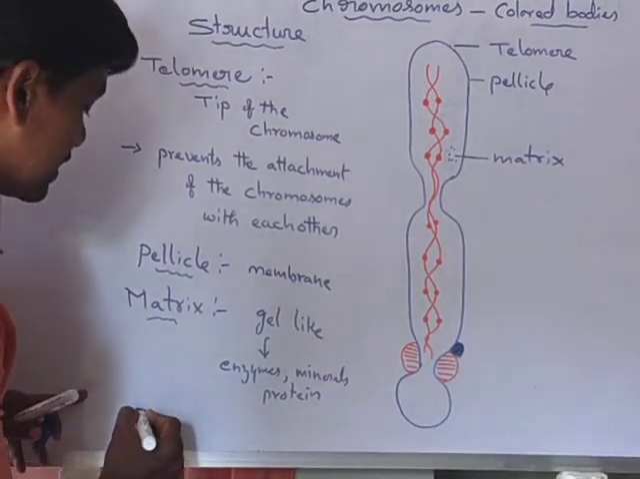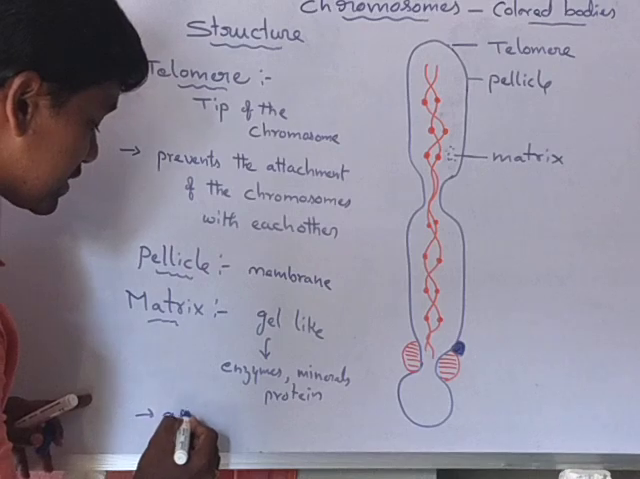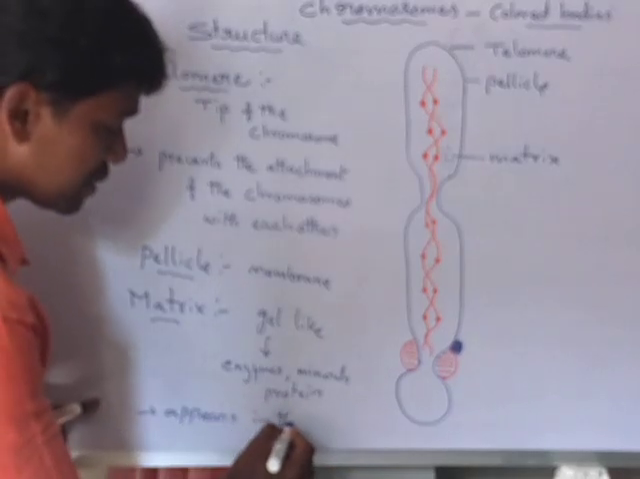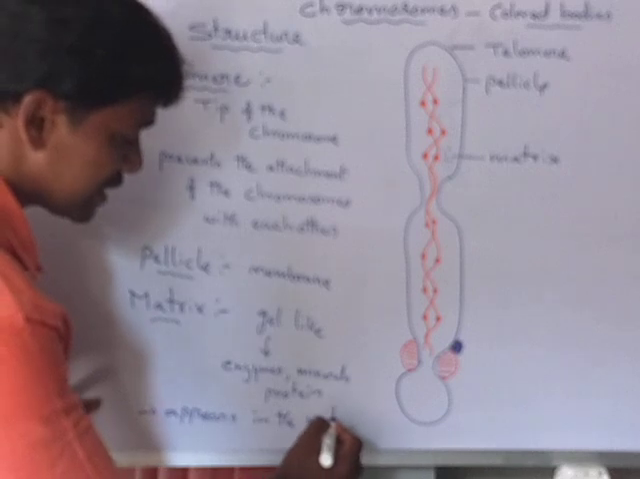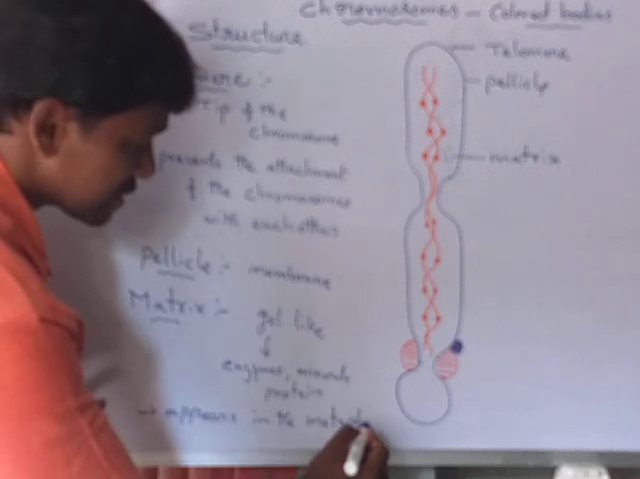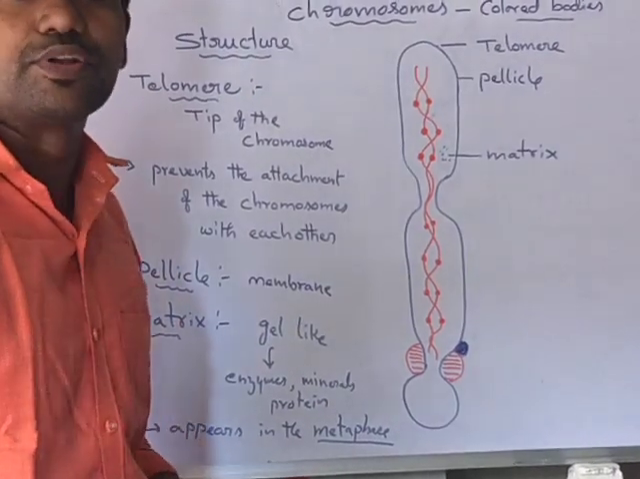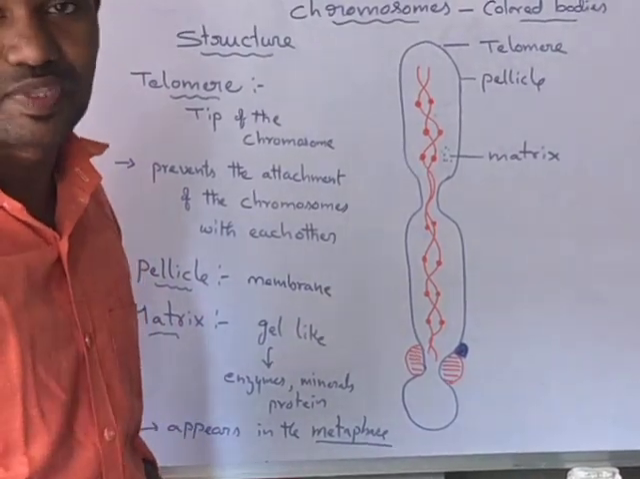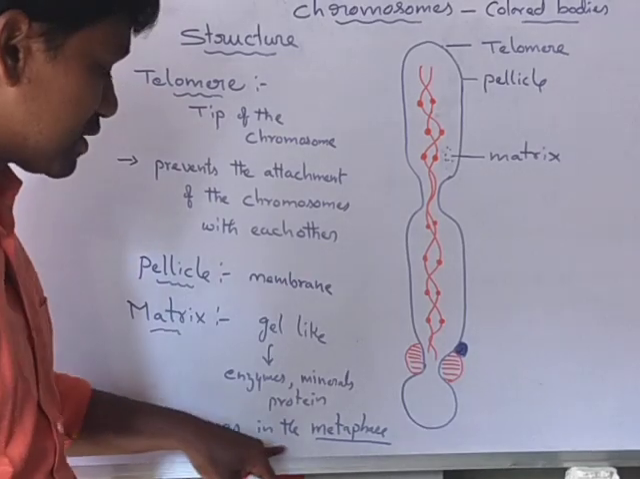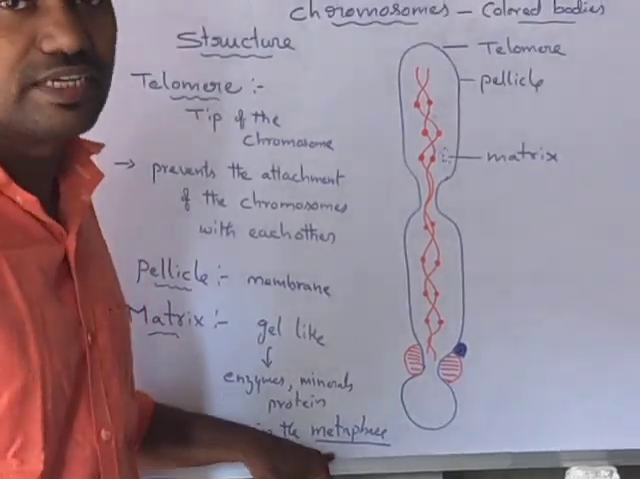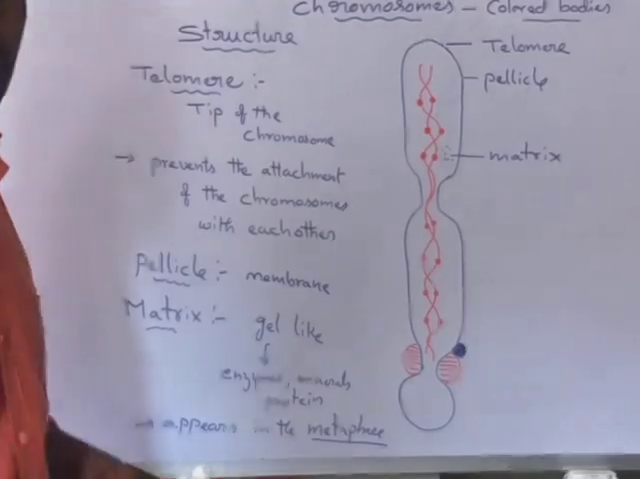The matrix generally appears in the metaphase of cell division, when the nucleolus has disappeared. So this is about the matrix.